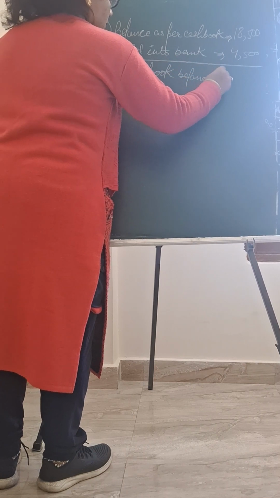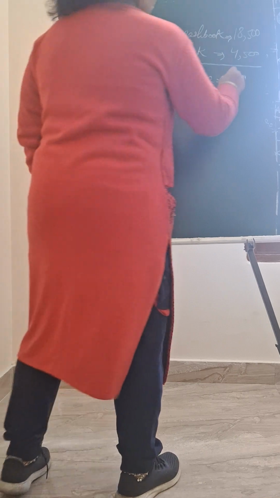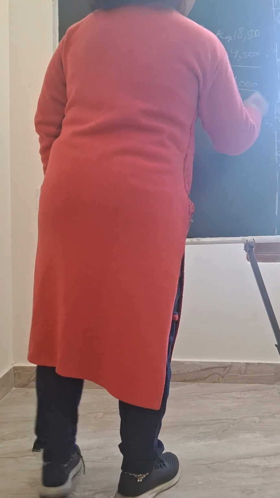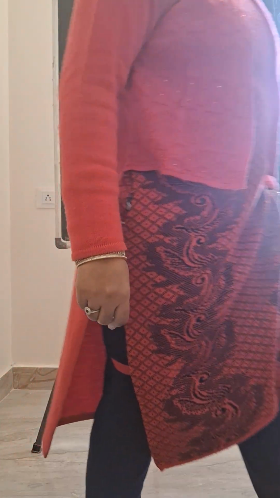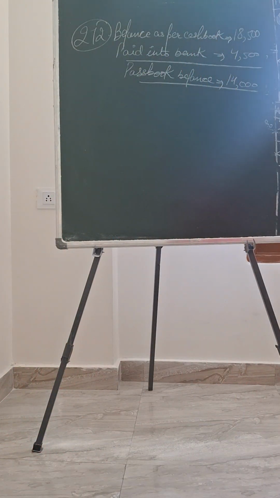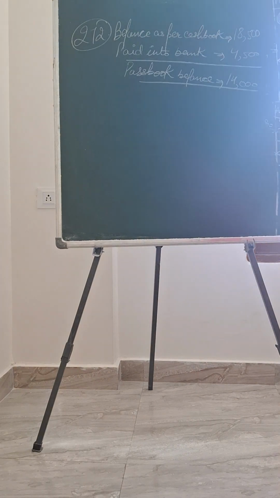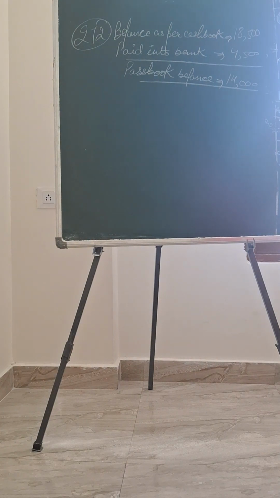So passbook balance is going to how much? 14,000. Passbook balance will be how much? 14,000. This is very much clear. Next we have passbook balance is 20,000. Dividend of 1,000 collected.